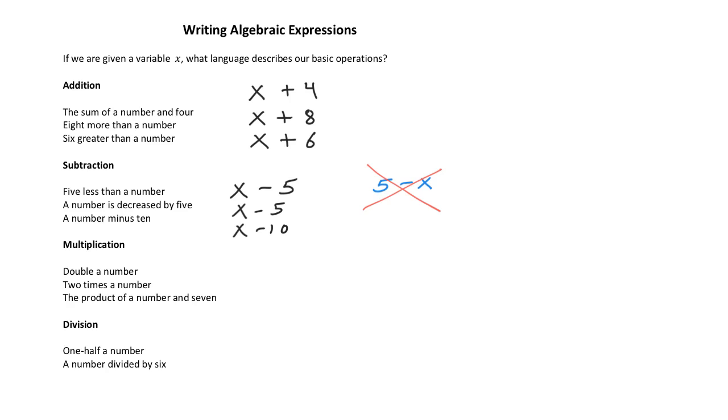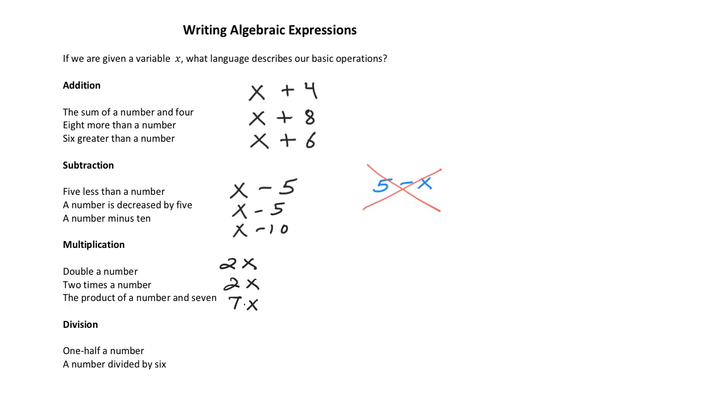For multiplication and division, there's just some other language to look out for. In this case, if you were to double a number or 2 times that amount or product are all indications of multiplication. So double a number would be twice some number, or it's still 2 times a number. And then we have this last one, the product of a number and 7. You could write as 7 times x.